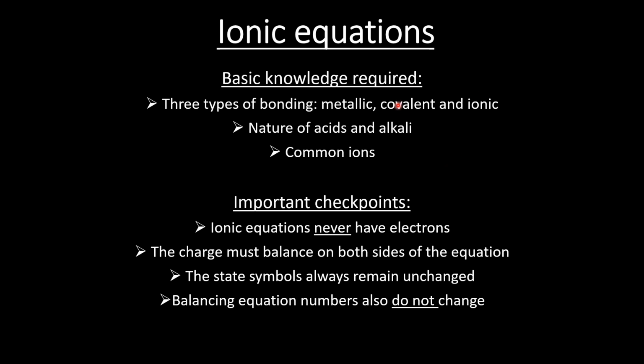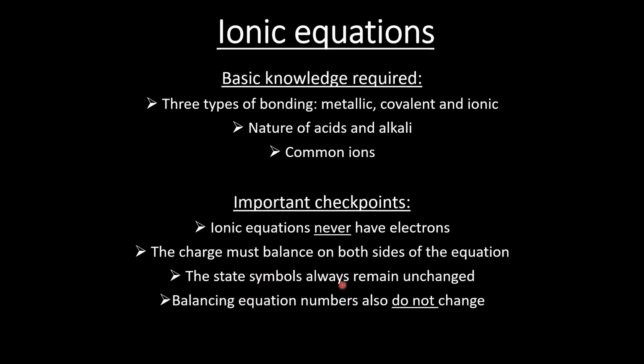Once you've written the ionic equation down, you need to check that everything is correct. If you put electrons in there, which is a common mistake, you will lose marks because that does not constitute an ionic equation. Charges on both sides of the equation must balance. So if you've got 2+ on the left, you must also have 2+ on the right.